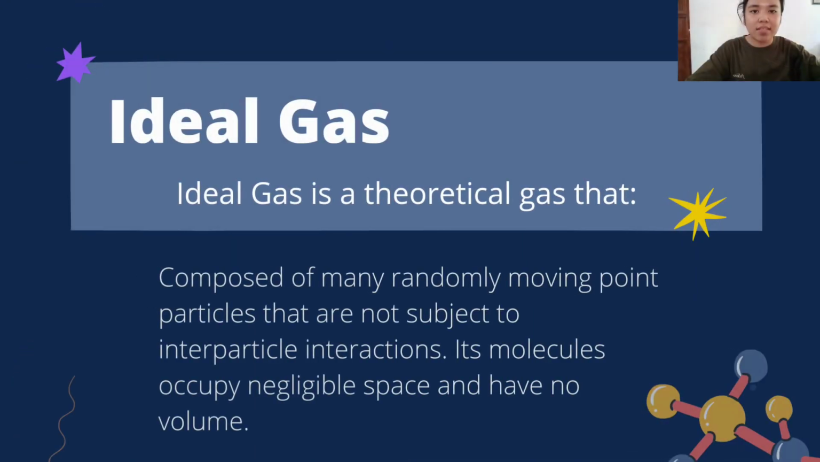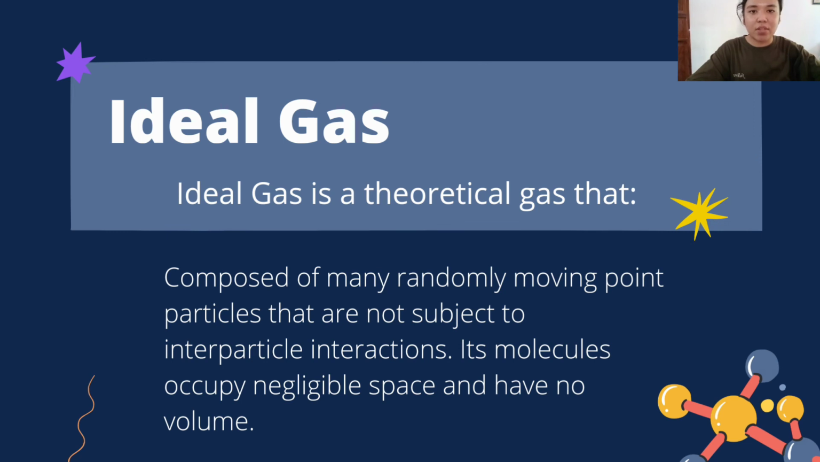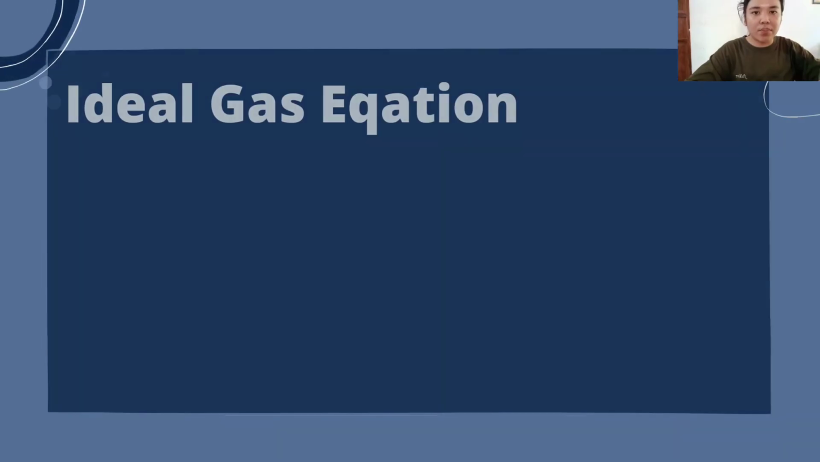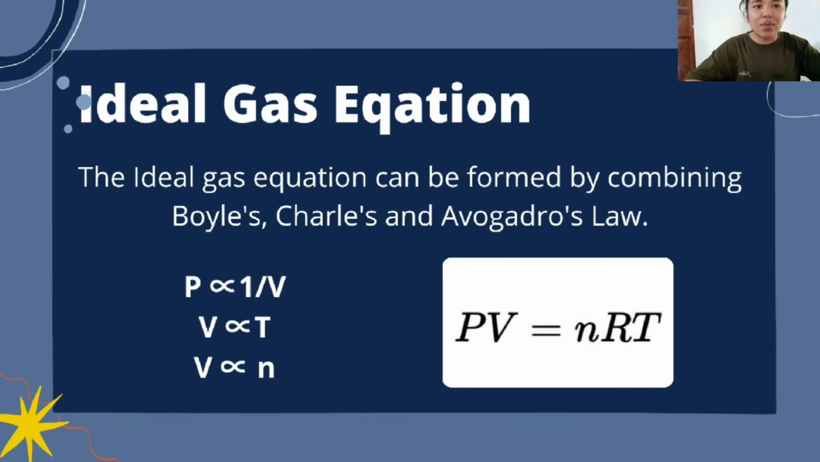And down to our last topic, which is the ideal gas equation. But before anything else, let me first define what an ideal gas is. An ideal gas is a theoretical gas composed of many randomly moving point particles that are not subject to interparticle interactions. Its molecules occupy negligible space and have no volume. The ideal gas equation is derived from combining three of the gas laws discussed in the previous slides, including Charles' law, Avogadro's law, and Boyle's law.